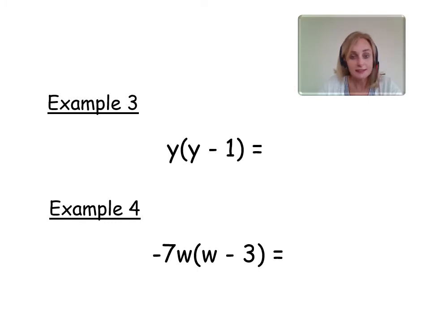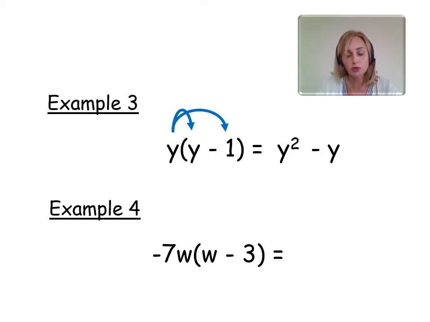Example 3 is exactly the same, except this time instead of a number outside the bracket, it's a letter. But it's exactly the same process. We're removing that bracket by multiplying everything inside the bracket by the term that's on the outside. Except in this case, we've got y times y. So y times y is y squared. And then y times minus 1 is minus y. There should always be a sign separating these two terms, either a plus or a minus. In this case, it's a minus because we've got a positive value outside the bracket multiplied by a negative value inside the bracket. So that's always going to give us a negative.